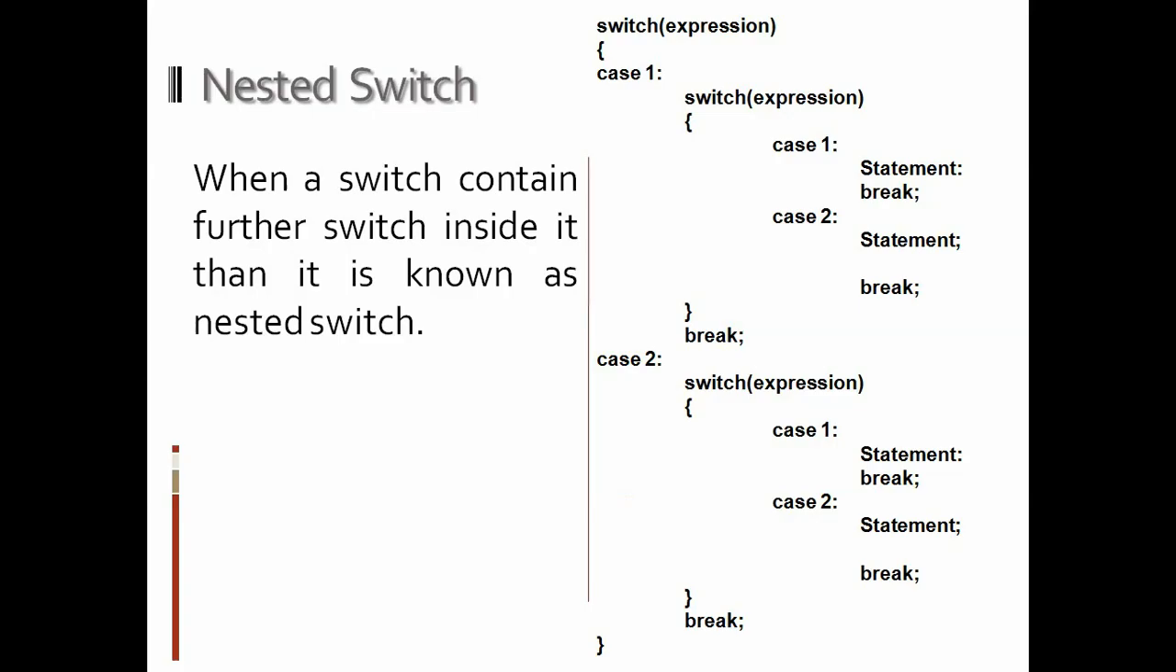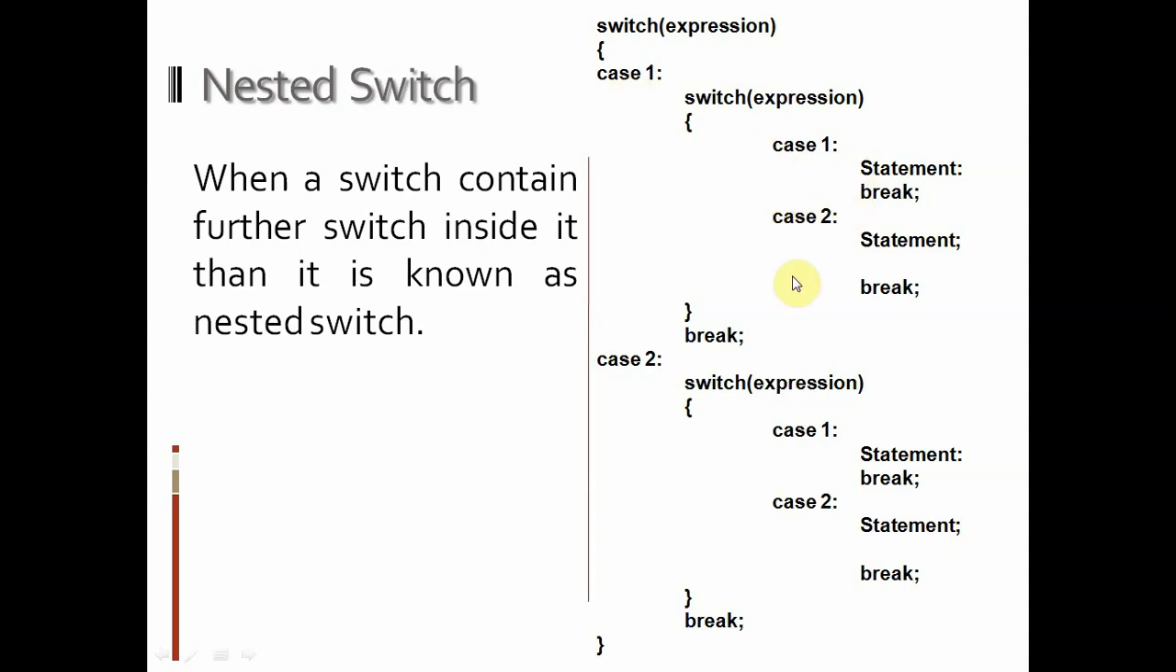In this class we will study nested switch. What is a nested switch? When a switch contains further switch inside it, then it is known as nested switch. We can look here, it is case 1, it is an example of switch. Case 1 contains further switch inside it, so it is a nested switch. And case 2 also contains one. So when cases of a switch contain further switch in them, then it is known as nested switch.